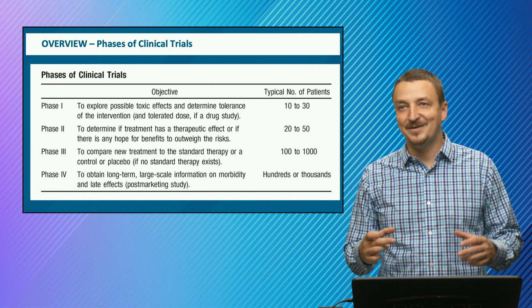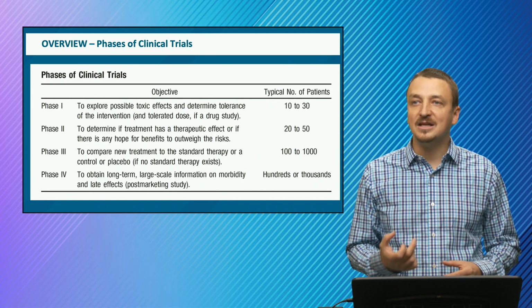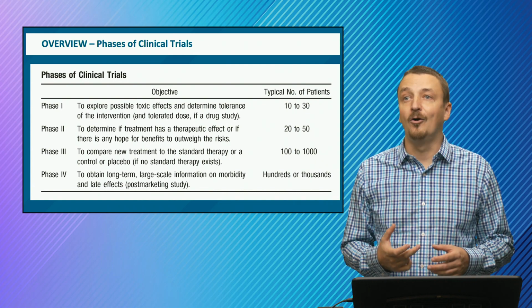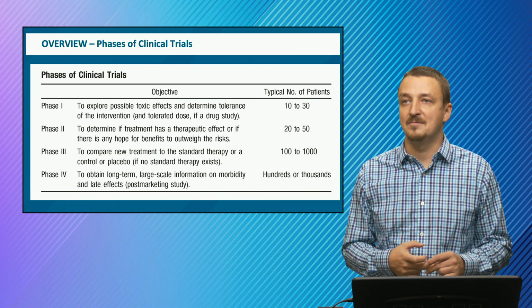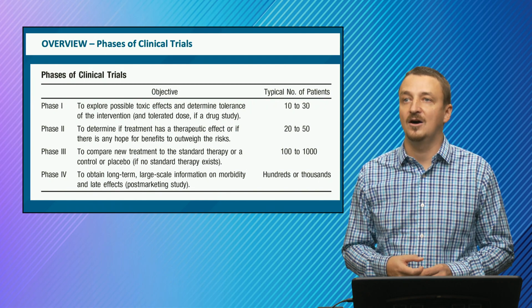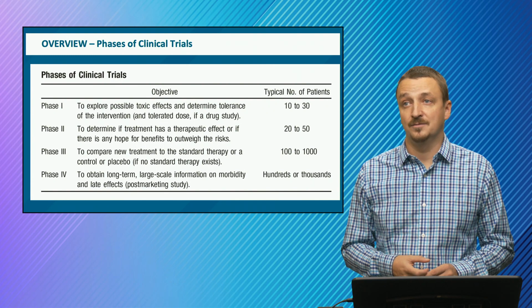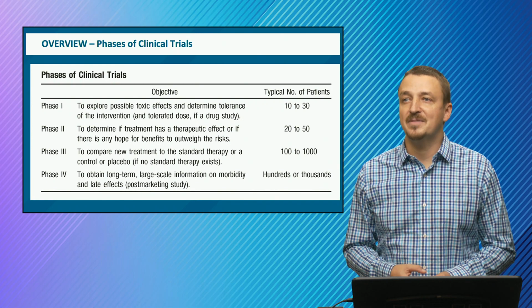Phase 2 comes after phase 1, and here it's really to determine if a treatment has a therapeutic effect, or if there's any hope for benefits to outweigh the safety risks that we saw in phase 1. And again, we'll be seeing safety, of course, in phase 2. Here we expect about 20 to 50 patients, depending on the trial.